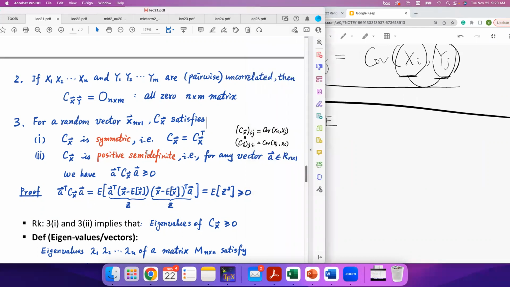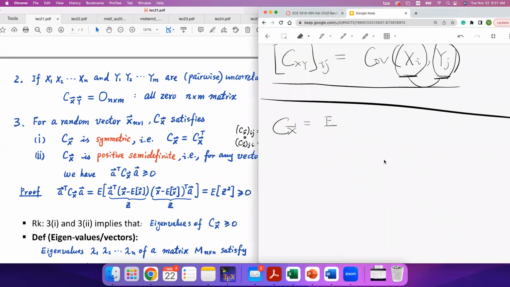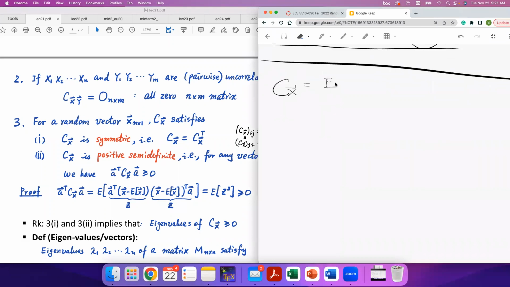So okay, I will just follow the slides. Now we call a matrix positive semi-definite if for any vector A, such a quadratic expression is always non-negative. So CX is a square matrix, right? This n by n square matrix. Let's say X is X1 to Xn.